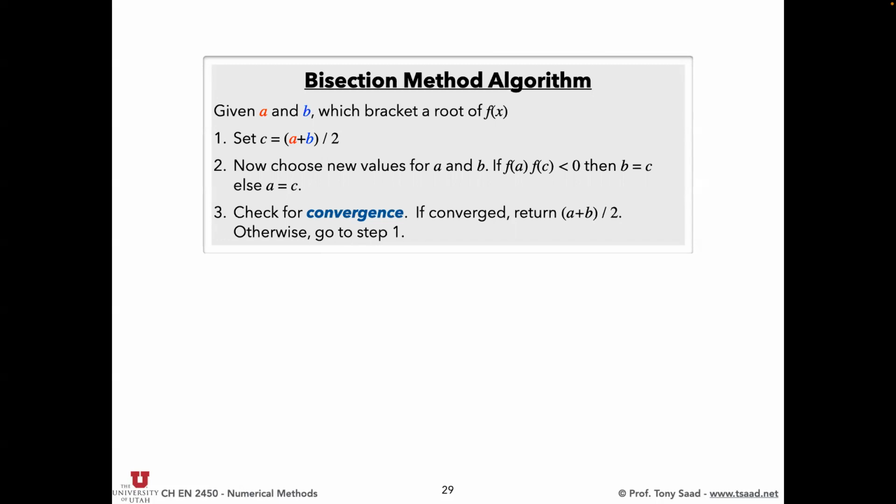If not, then you have to choose a new interval. Is it going to be A and C or C and B? You check the sign, f of A times f of C or f of B times f of C. If f of A times f of C is negative, then B equals C, otherwise A is equal to C, and then you repeat. You keep repeating until you converge.